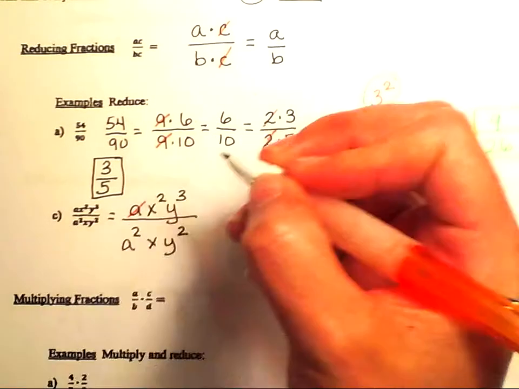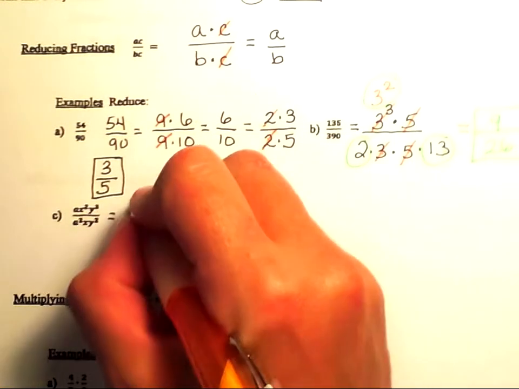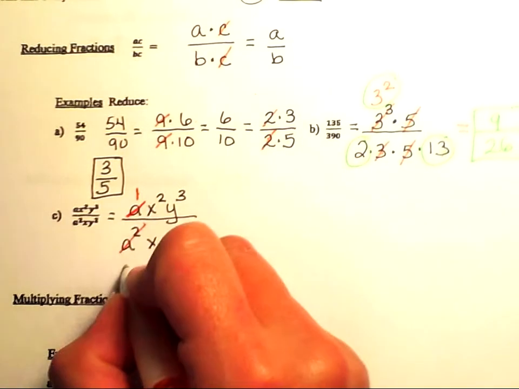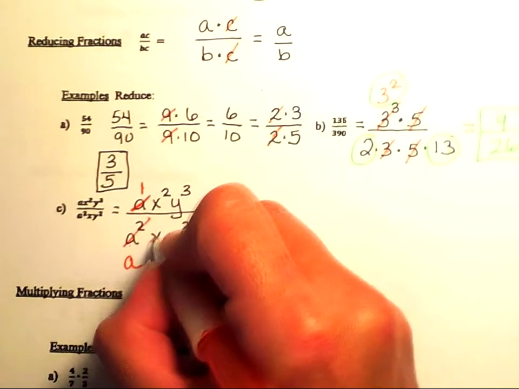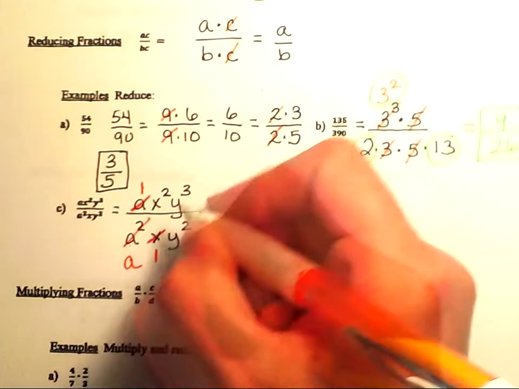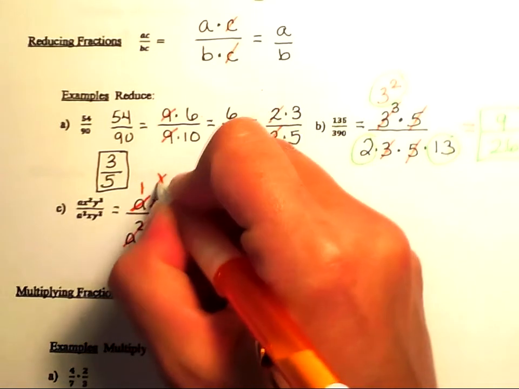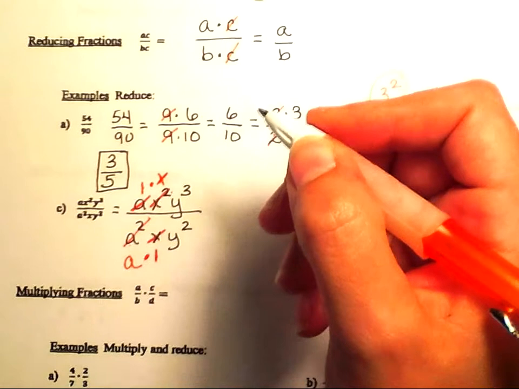Up top I have 1a, and down below I have 2 a's. So when I cancel out an a, I'm left with the number 1, and I take a single a out, leaving 1a. So the same thing will happen here. There's 1x. X goes into itself 1 time. And if there's 2, then I'm left with a single x up top.